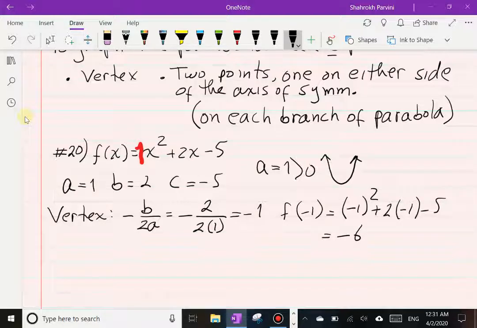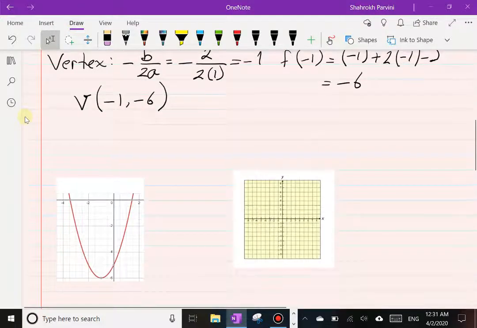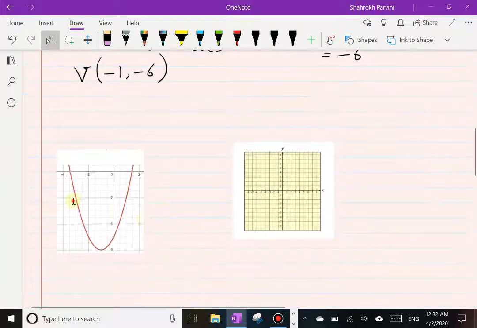That's negative 1 squared is 1. 2 times negative 1 is negative 2. Negative 5 makes negative 7. And the 1 in front makes negative 6. And there we have it. The coordinates of the vertex is going to be x is negative 1, y is negative 6. So we have managed to find the vertex. And because the parabola opens upward, therefore the vertex is going to be the trough, or the minimum value.